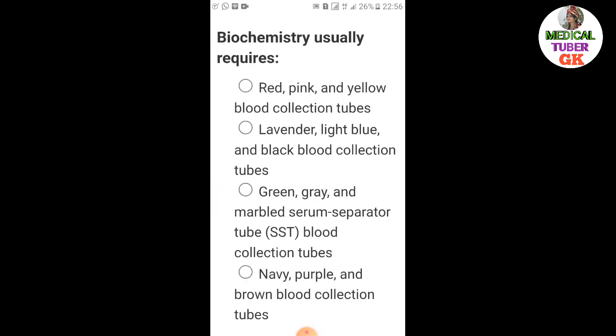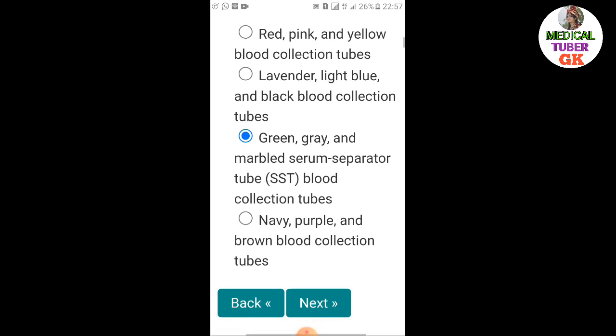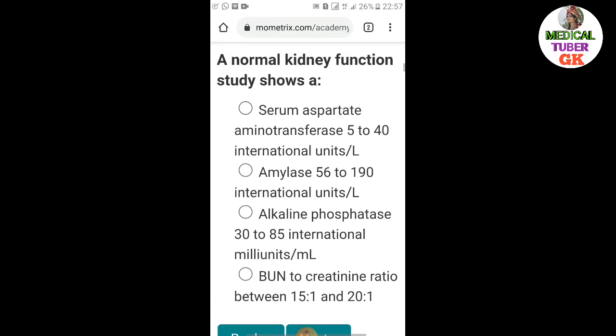Next question. Biochemistry usually requires red, pink and yellow blood collection tubes, lavender, light blue and black blood collection tubes, green, grey and marbled serum separator tube, SST blood collection tube, and option number 4, navy, purple and brown blood collection tube. And the correct answer is number 3, green, grey and marbled serum separator tube, SST.